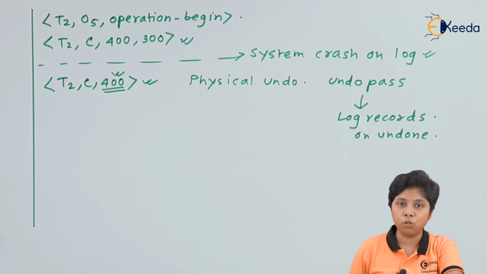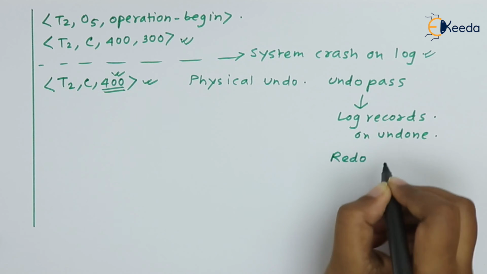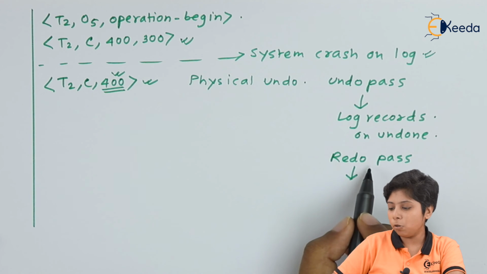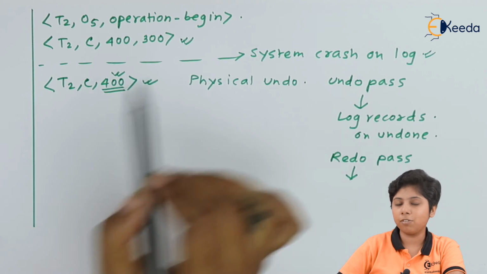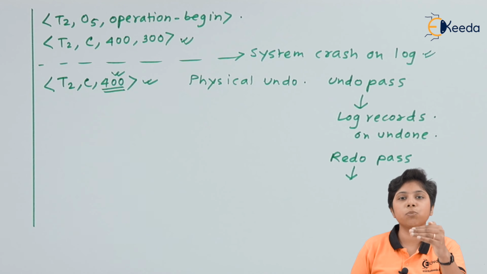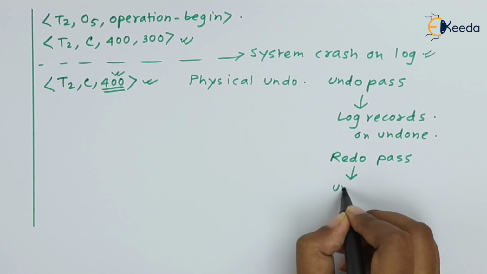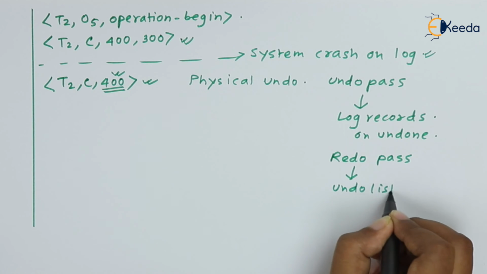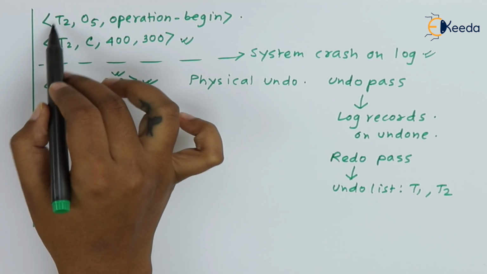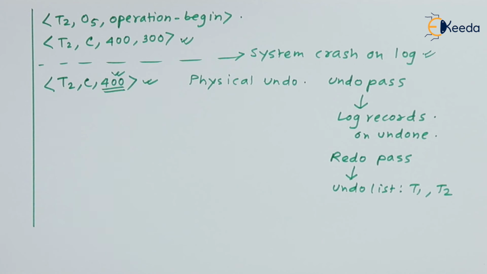Now another is the redo pass. The redo pass will happen after every transaction for which we have made a checkpoint. That means the T1 from this operation begin where we made the checkpoint, and the system crash will not affect anything before that checkpoint. So the redo pass will have the undo list for T1 from this checkpoint and the T2 that has begun after this.